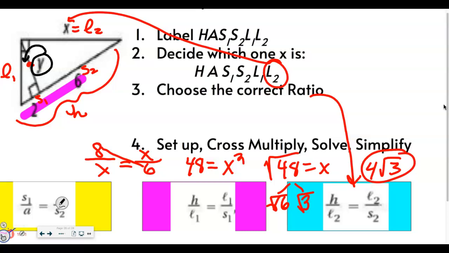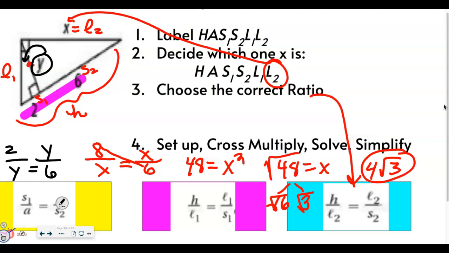Yellow. Yeah, right. Do you get what's in my brain here? I'm trying to get you a very straightforward math. We are going to pick for y, we would pick the yellow one. We would say S1, which is 2, over the altitude, which I have no clue, is equal to the altitude, which I have no clue, over S2, which is 6.